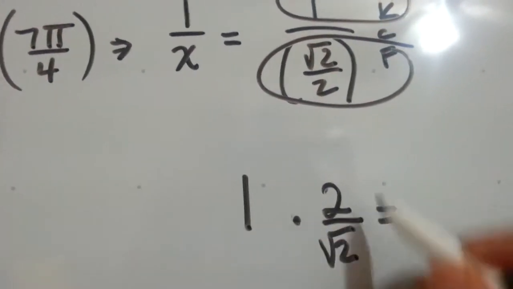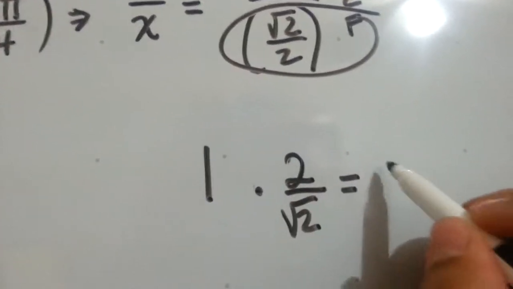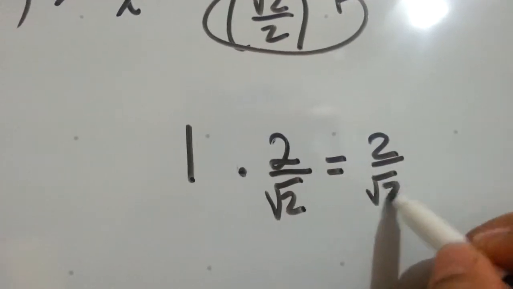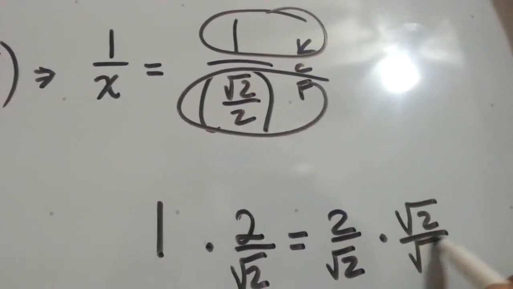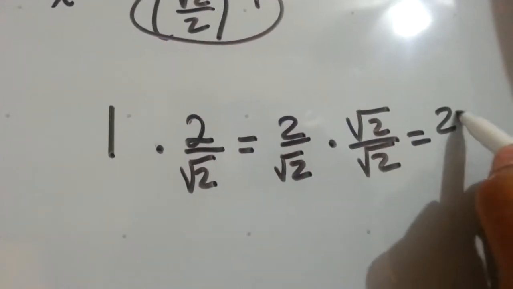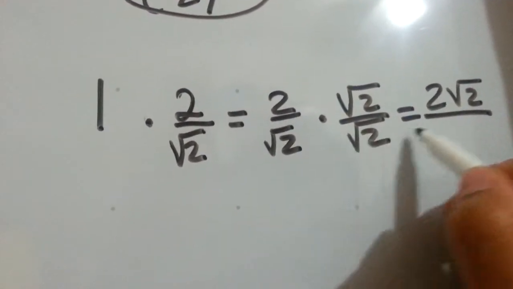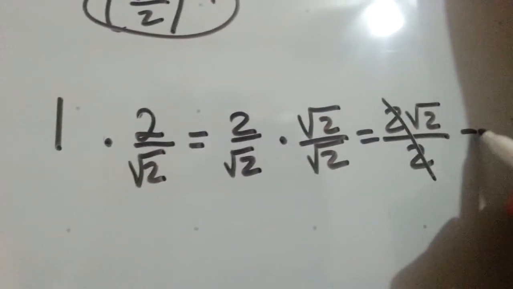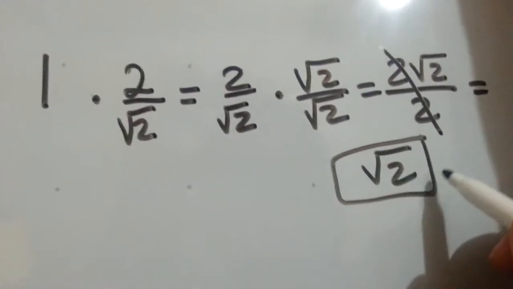You see how that's flipped? We multiply across. 1 times 2 is 2 over the square root of 2. We can't have the square root of 2 in the denominator, so we're going to multiply top and bottom by the square root of 2. And we're going to get 2 root 2 over, this becomes a 2. The 2's cancel, and you get just the square root of 2. And that's going to be the answer.